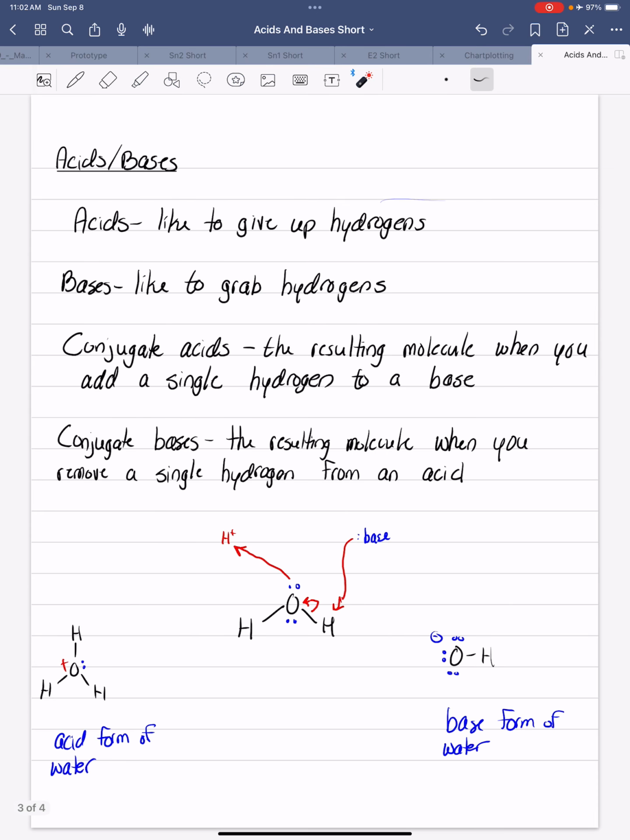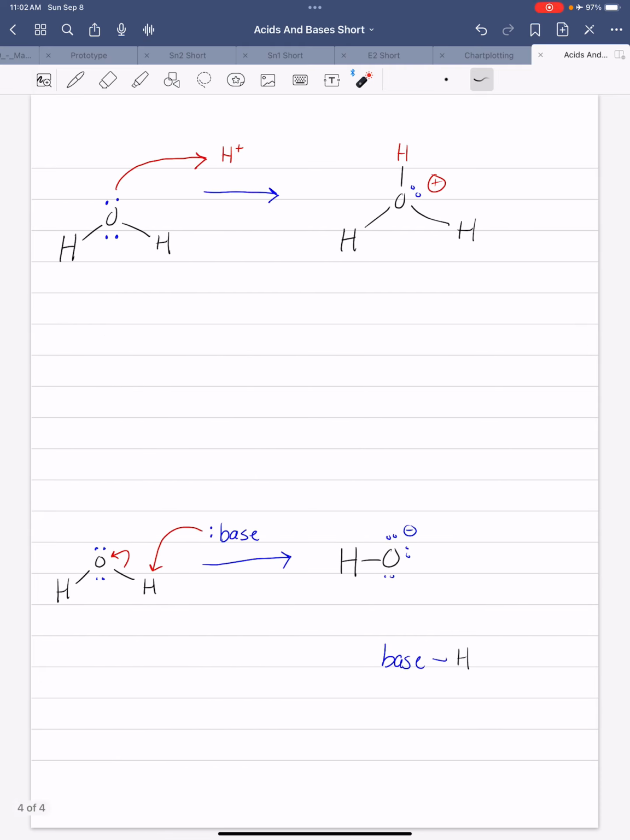For the rest of the semester and in organic chemistry 2, your generally accepted definition of acids and bases is: acids like to give up hydrogens, otherwise known as protons, and bases like to grab them. Okay, so let's see what that looks like with some basic arrow pushing here.